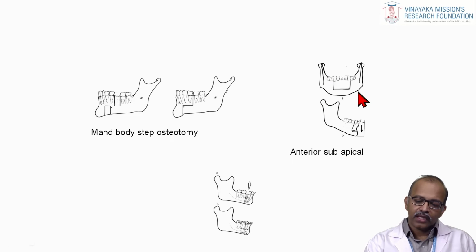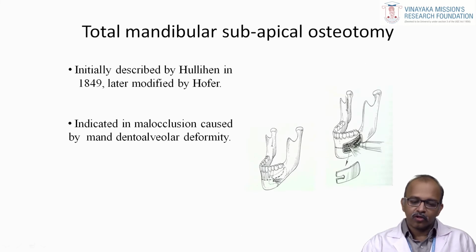Anterior osteotomy, as I mentioned in the maxilla, anterior maxillary osteotomy. This is anterior subapical, that is lower subapical osteotomy, we call it in these words, that is extraction of 4-4 followed by a vertical osteotomy cut and a horizontal osteotomy cut 5 mm above the apices. So, this is total mandibular osteotomy described by Halligan in the year 1849 and modified by Hofer.